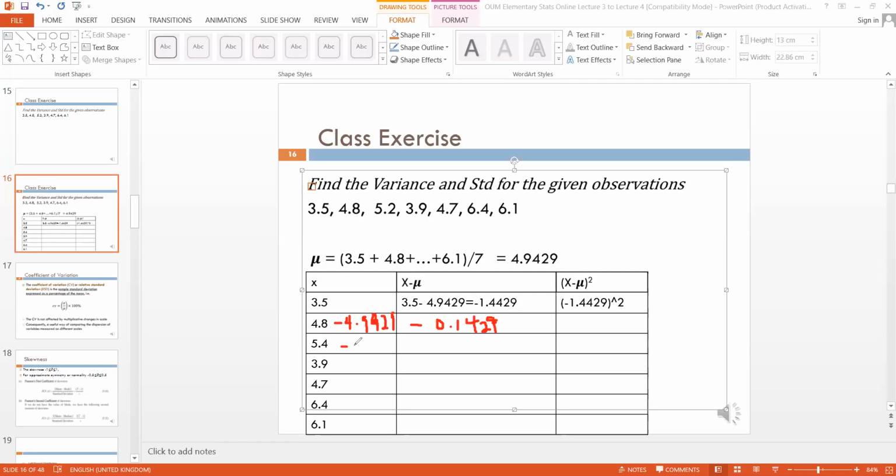The next one, 5.4 minus the mean. What do we get? 0.4571. Good. Then the next one, negative 1.0429.